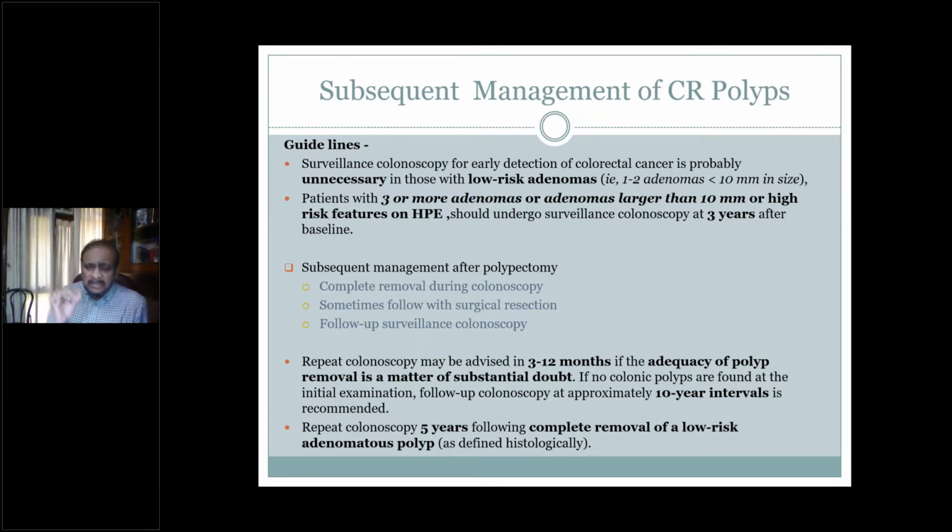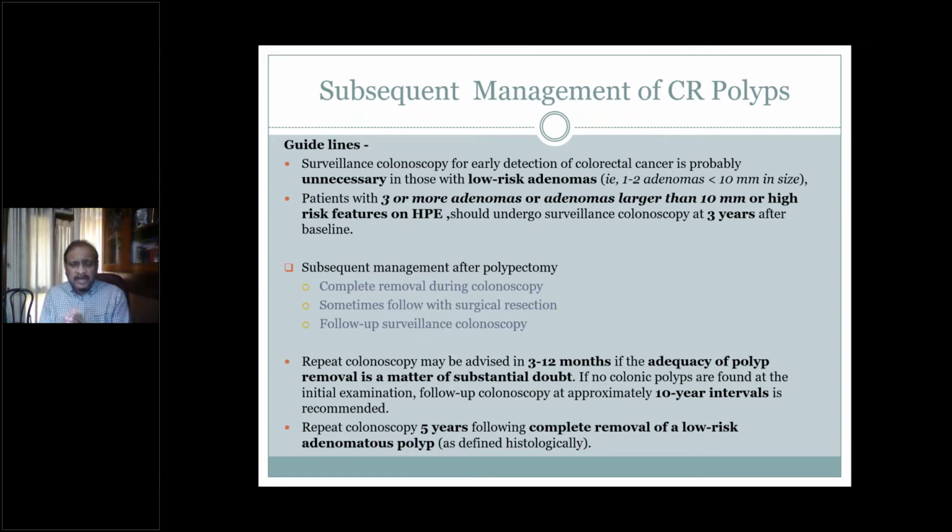In these patients, you do a polypectomy and then forget about the patient; you don't need to do anything. If the patient had 3 or more adenomas, or adenomas larger than 10 millimeter, or high risk features on HPE, then after polypectomy you go in for a surveillance colonoscopy at 3 years after baseline. Baseline basically means the first day that you did a colonoscopy, and then subsequently 3 years. So number one, 3 or more adenomas; number two, size 10 or more; and number three, high risk on HPE. These are 3 important features which dictate that the surveillance colonoscopy should be done at 3 years.